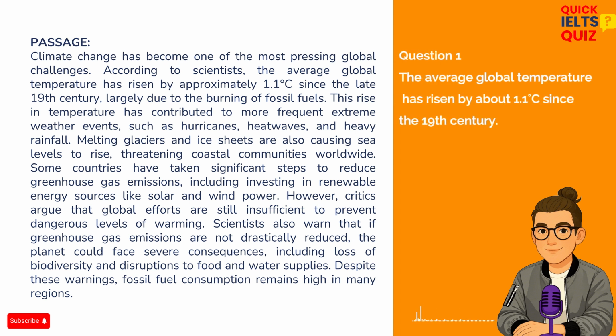Question 1. The average global temperature has risen by about 1.1 degrees Celsius since the 19th century. You have 5 seconds to think.